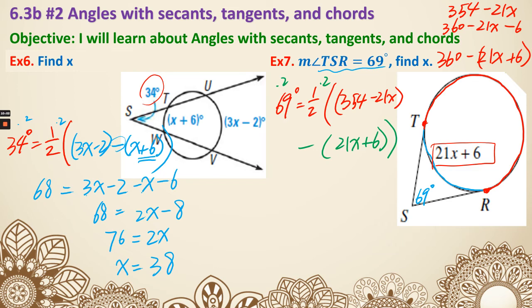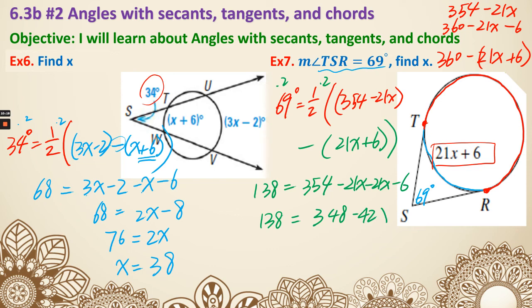Now it's time to simplify. So multiply both sides by 2. That is going to be 138 equals, let's get rid of the parentheses, 354 minus 21x minus another 21x, then minus a 6. So 138 equals 348 minus 42x. I'm going to subtract 348 on both sides. That's going to give me a negative 210 on the left side and a negative 42x on the right side. Divide both sides by negative 42, x would be 5. And that is the last example. That is everything for 6.3b. Thank you.